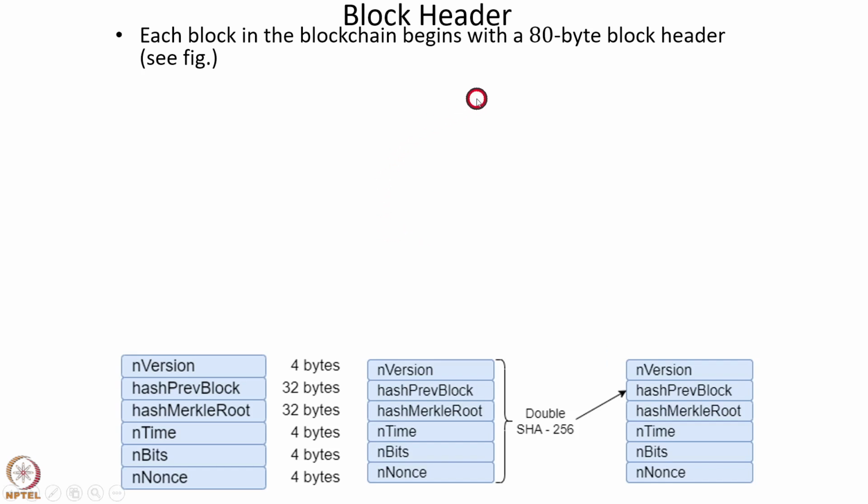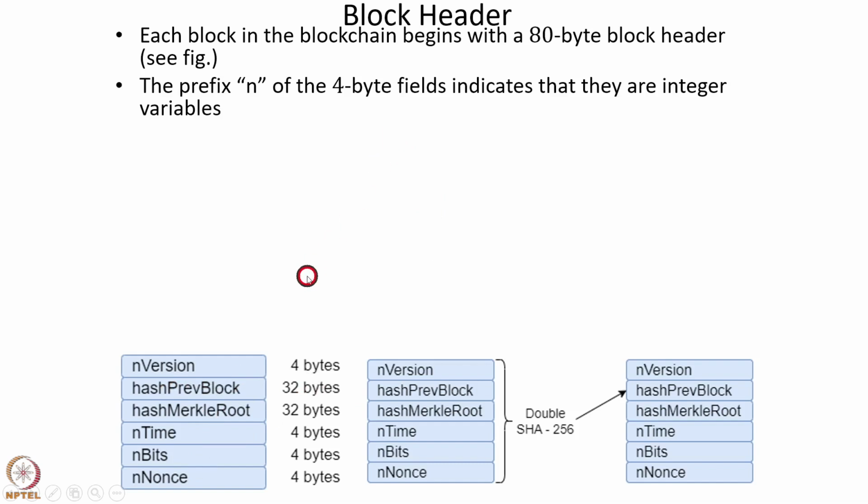Each block in the blockchain begins with an 80-byte block header, which is shown in this figure. The different fields of a block header are nVersion, hashPrevBlock, hashMerkleRoot, nTime, nBits, and nNonce. We will discuss these different fields in this lecture and the next few lectures. The sizes of the different fields of the header are shown here. nVersion is 4 bytes, hashPrevBlock is 32 bytes, and so on.